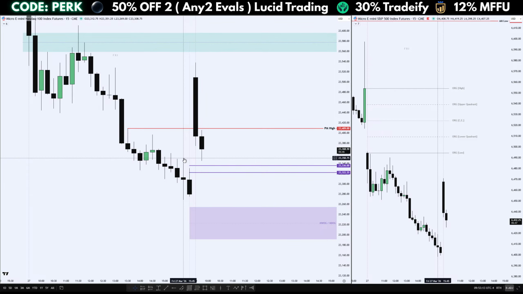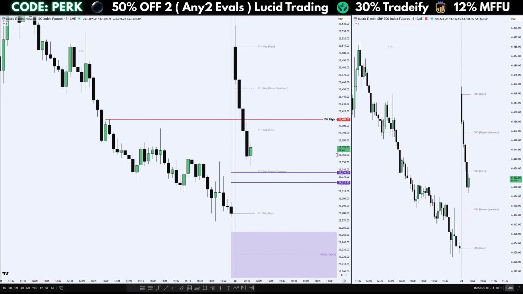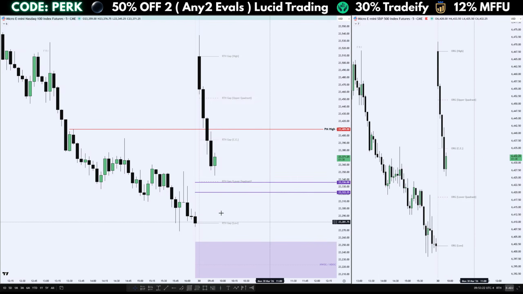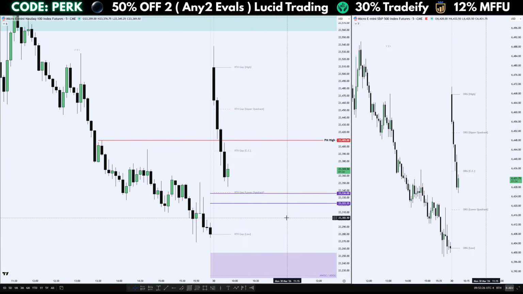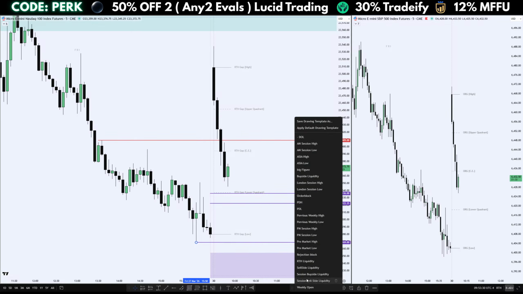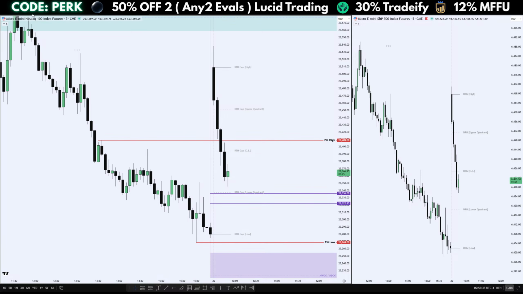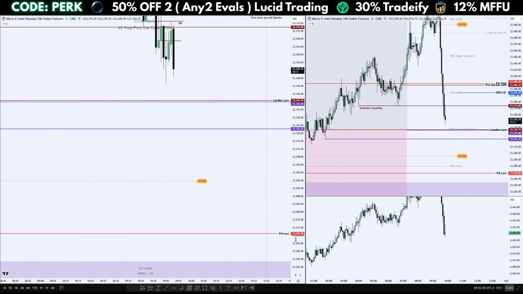We are getting a reaction from this high. Let me switch to the 5-minute. This is yesterday's PM session low liquidity, 23,269.